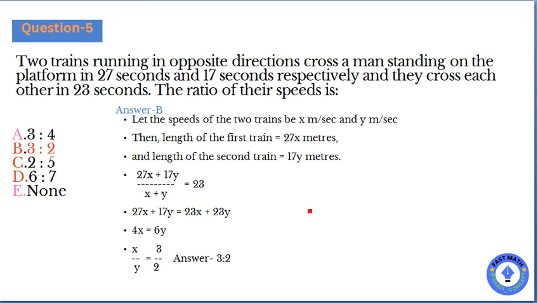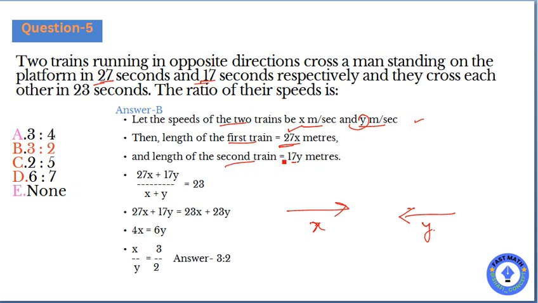In this problem, there are two trains, both moving in opposite directions. We don't know the speeds of the trains, so we consider the first train's speed as x and the second train's speed as y. The length of the first train will be time into speed, that is 27 seconds into x, so 27x. Coming to the second train, the length will be 17 into y, where y is the speed considered and 17 seconds is the time taken to cross.